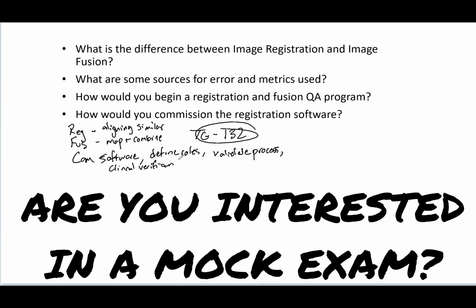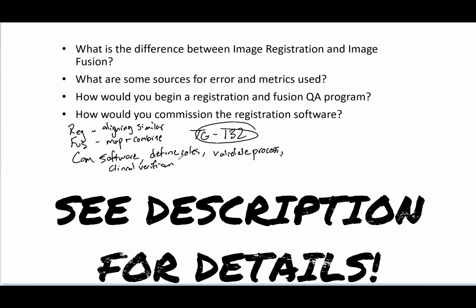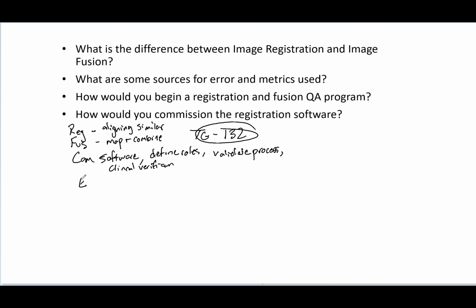So finally, how do you commission that software specifically? Anytime they ask you to commission, or how you would commission anything, always what you want to do is an end-to-end test. So that's what you're going to use. Use a phantom, do an end-to-end test. You want to check image geometry, and you want to check image orientation, and you want to look at TG 132 and everything that it highlights that you need to pay attention to.